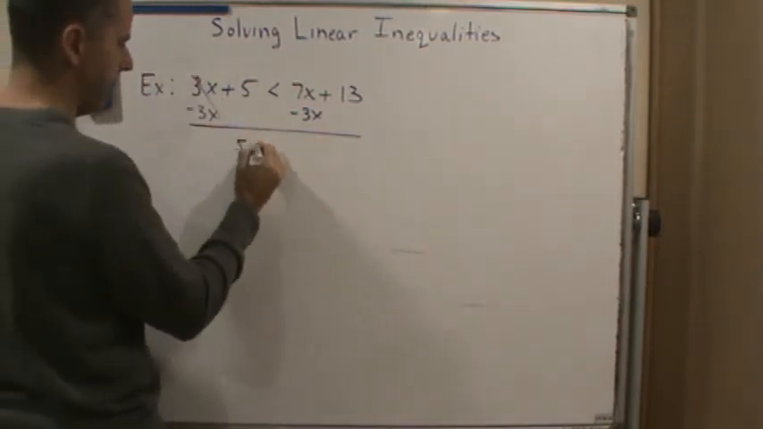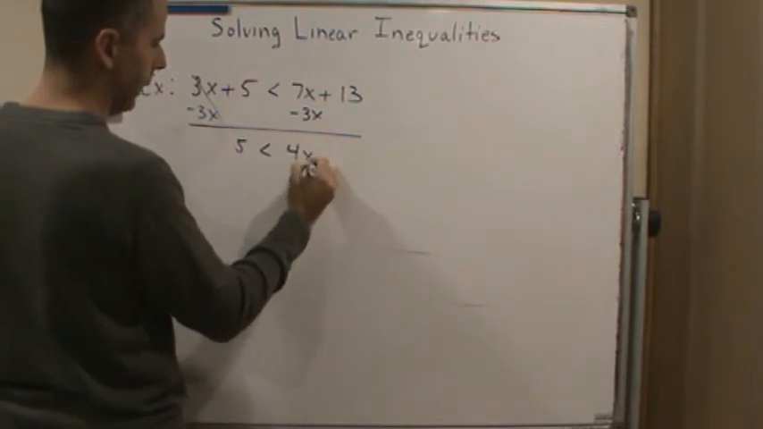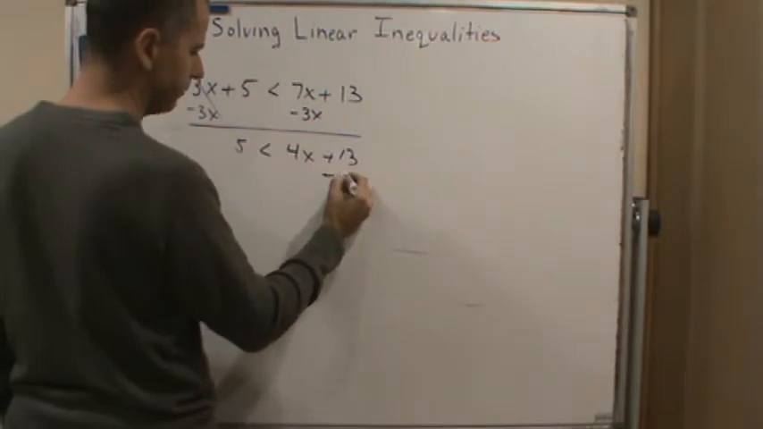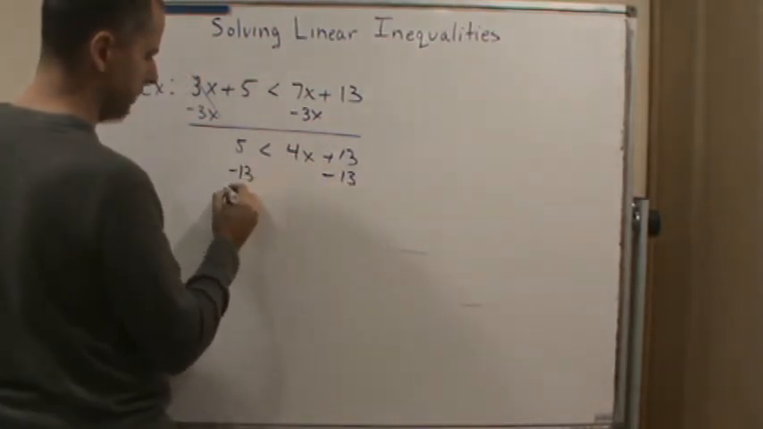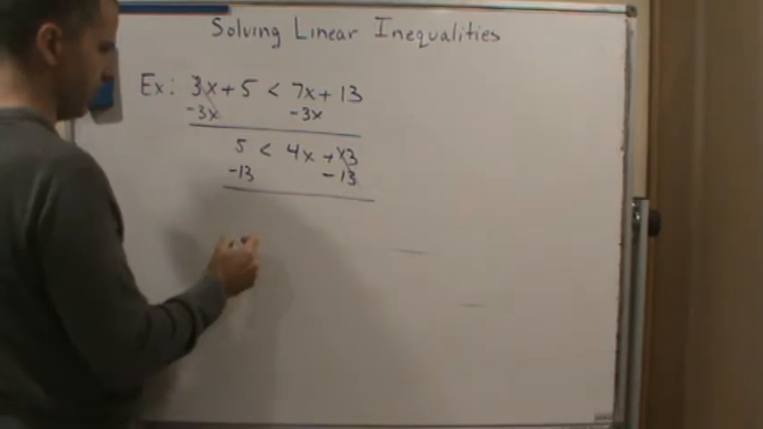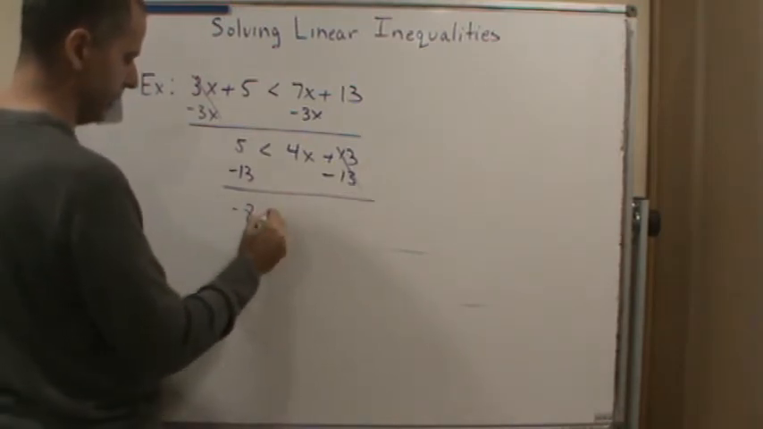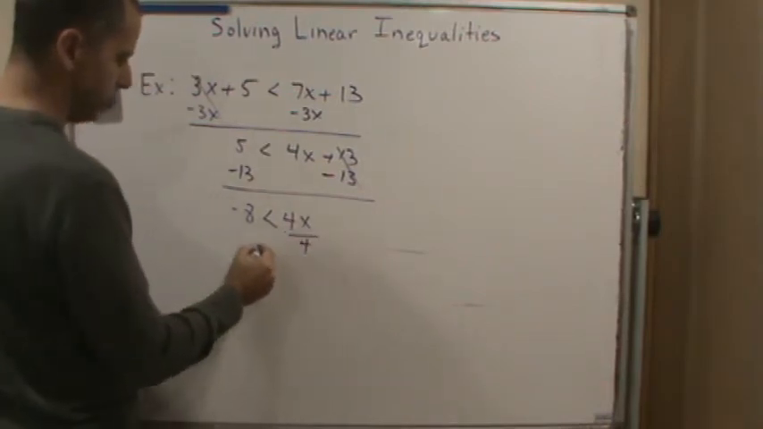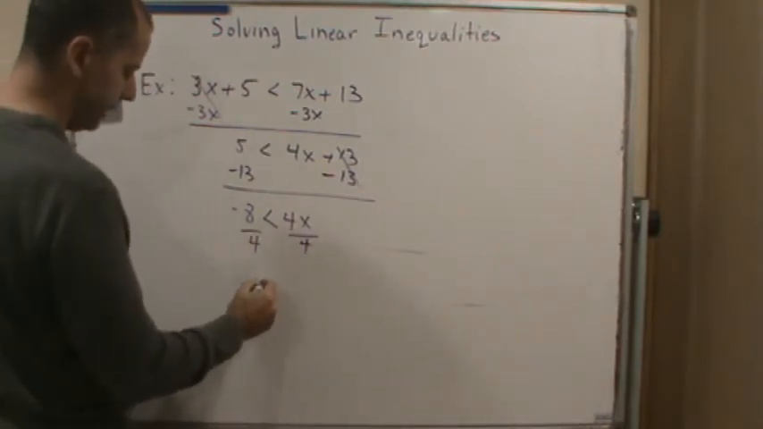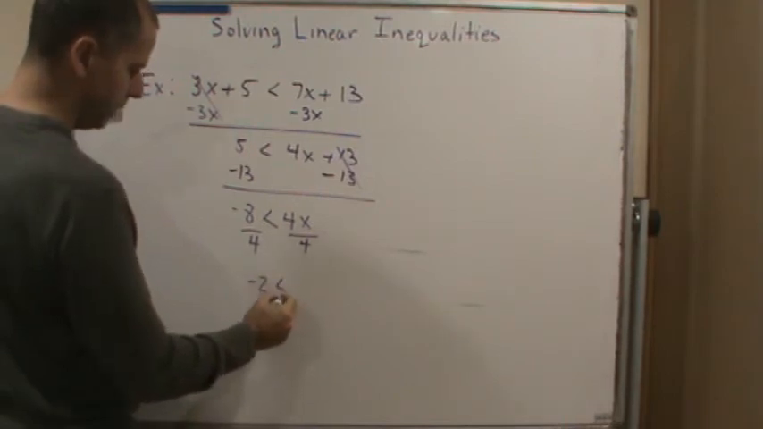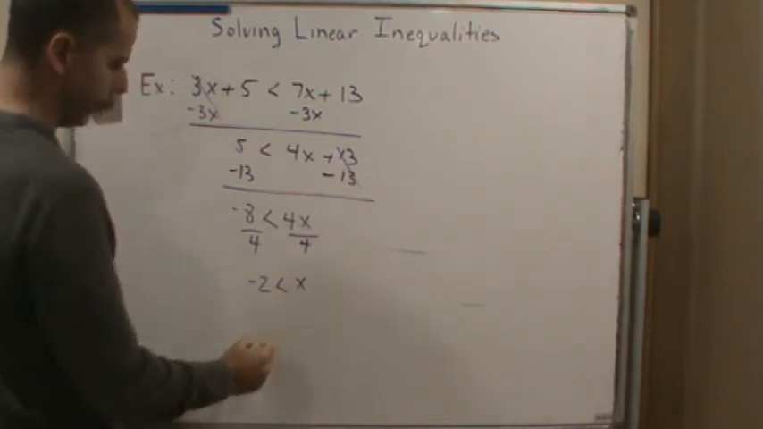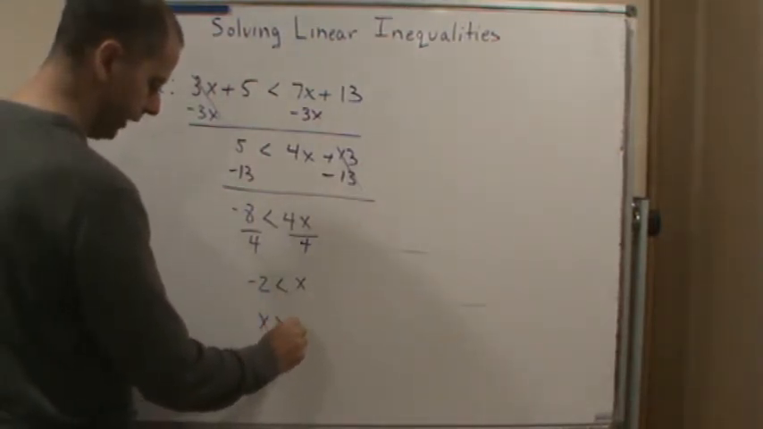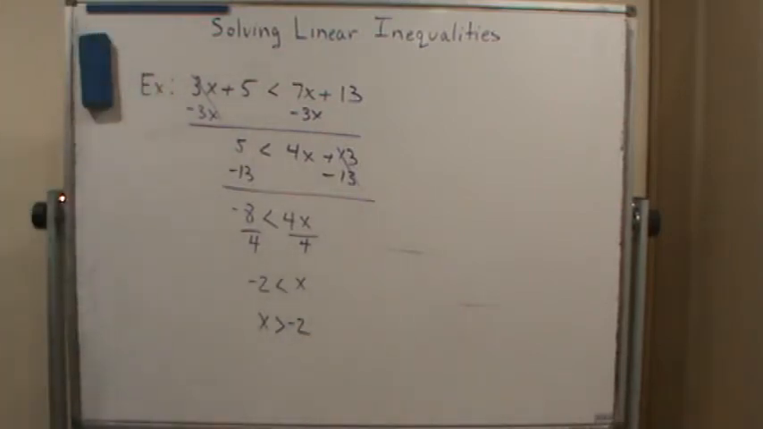And so I get 5 is less than 4x plus 13. And then I'm going to subtract the 13 from both sides. And so the 13's go away here, and I get negative 8 is less than 4x. And now I'm going to divide both sides by 4, and I get negative 2 is less than x. Or in other words, x is greater than negative 2.